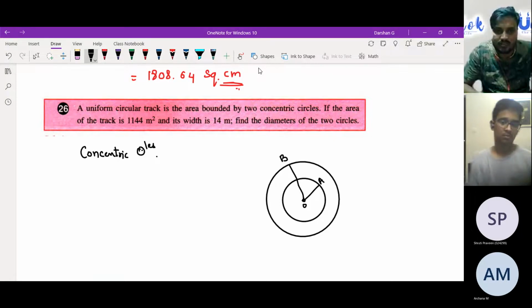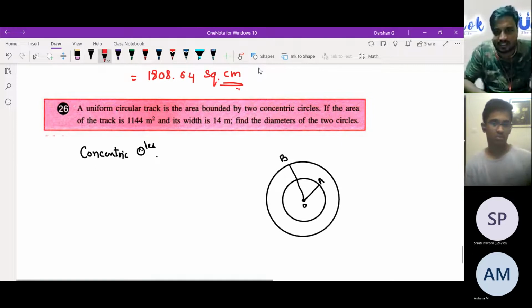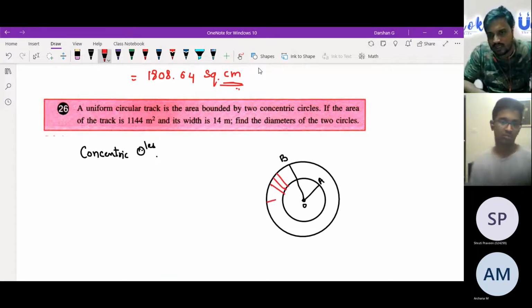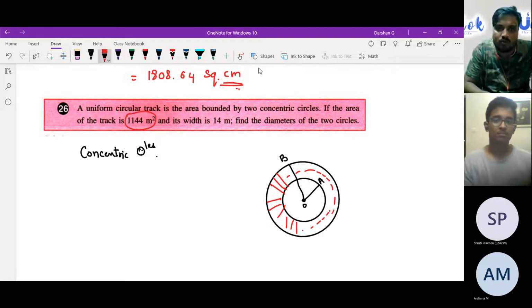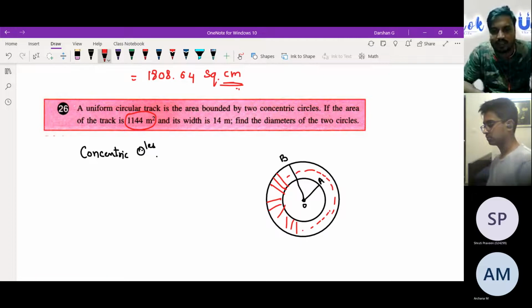So what they're trying to tell is that it's surrounded by two concentric circles. If the area of the track, what do you mean by a track? Basically, this would become the track where people would run or whatever the case may be. So this area, they are telling, is equal to 1144 meters square. And the width, what do you mean by width? Width is the width of this track. The width of this track is 14 meters.